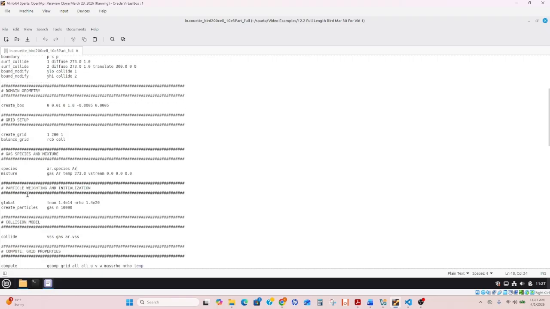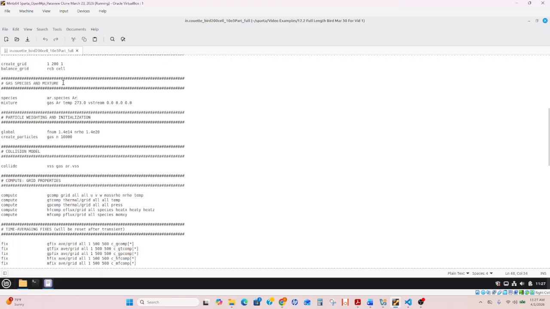All right, next we go down to our gas and species mixture. This is where we're going to tell Sparta to pull in that other file that we made. So we're telling it the species that we're going to run inside of our simulation comes from the AR species file, and we're using the parameters for the ID AR. So that tells it to pull in the information that we put in this species file under the ID name AR.